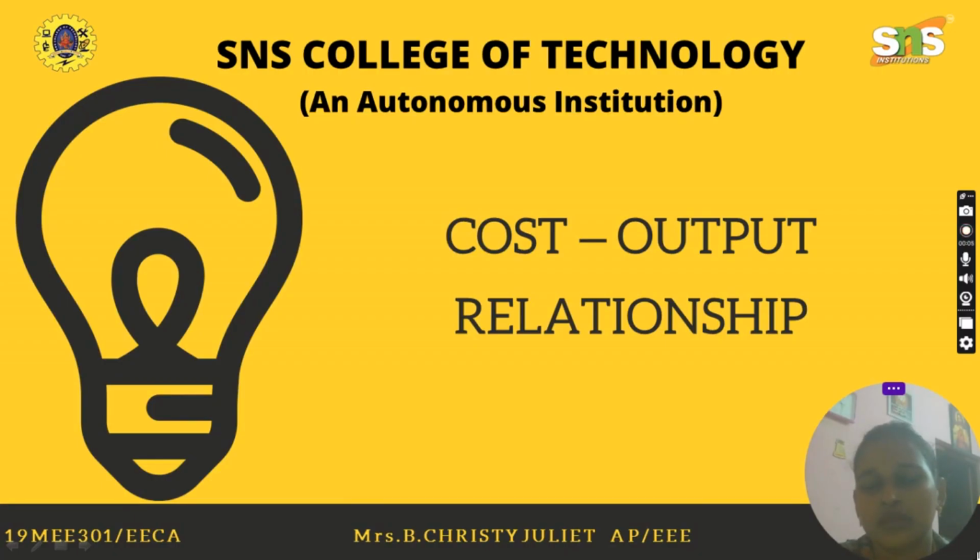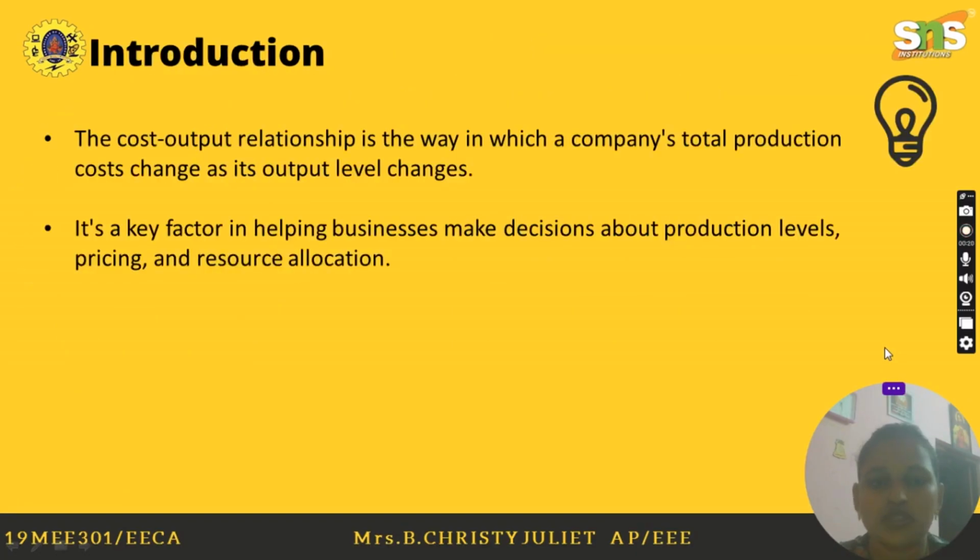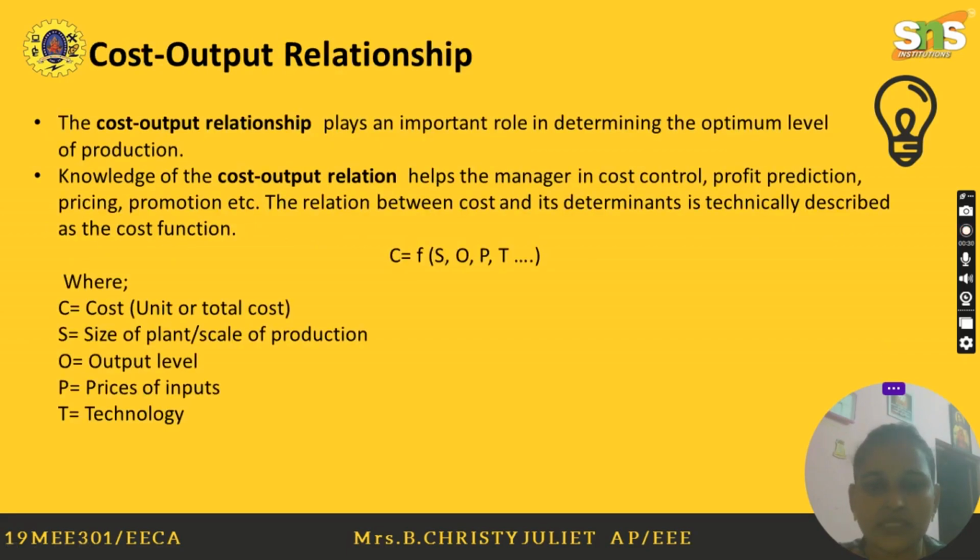So in these couple of videos we are discussing the cost output relationship. In the past video we have seen what the actual relationship between cost and output is. Output is nothing but the product. So how the various determinants involved in producing a product or the output decide the cost of a product, we have discussed in the previous video.